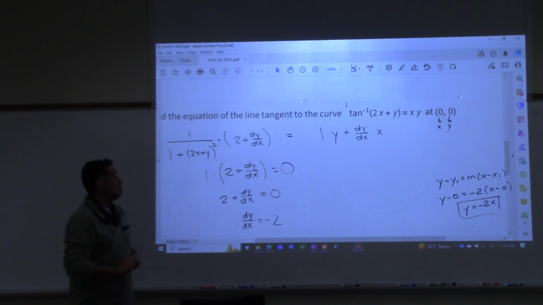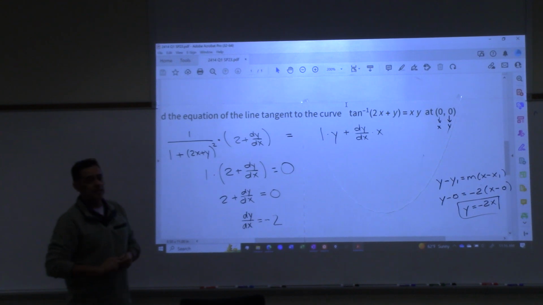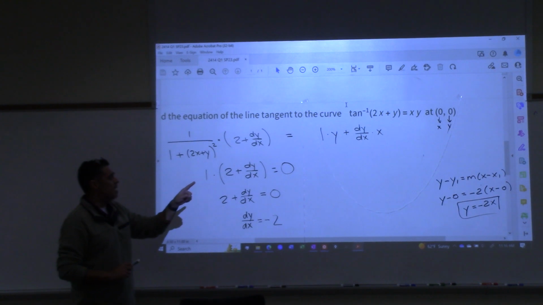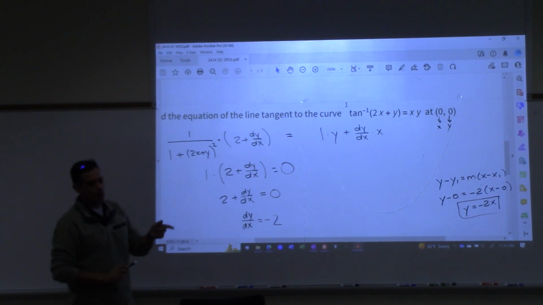You could have taken tangent on both sides to start, but you're still going to have to differentiate. Did you differentiate that? I mean, you could have taken tangent on both sides, and then your left side would have been 2x plus y, and your right side would have been tangent of xy. Then you do implicit differentiation. You could have done it that way, yeah. Would I have gotten the right answer if I did it that way? You would have gotten the right answer.